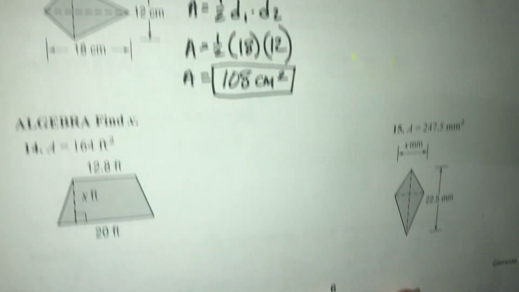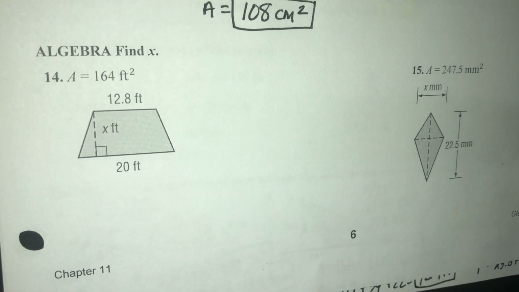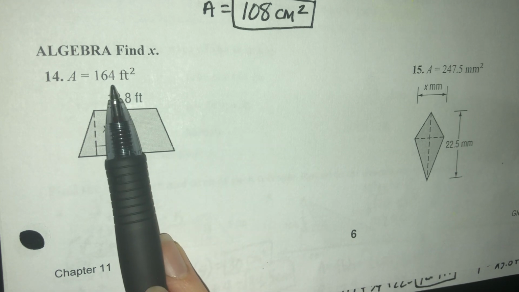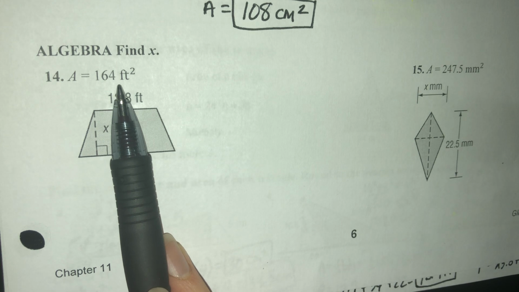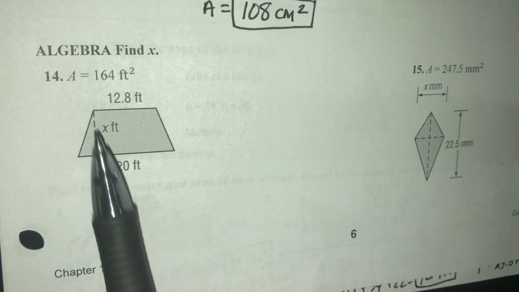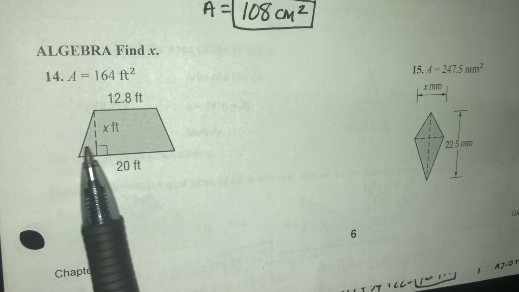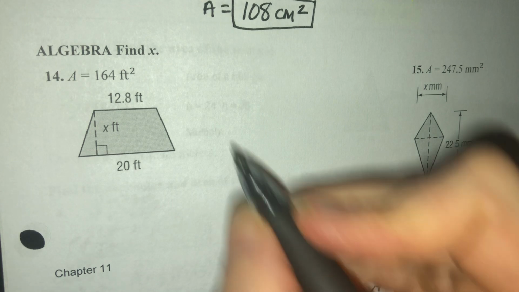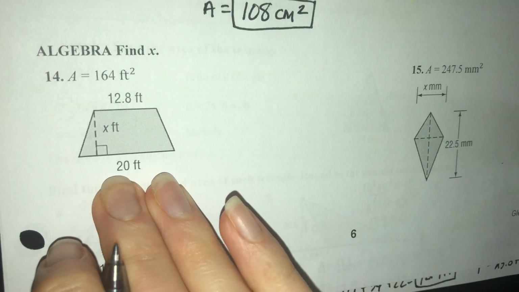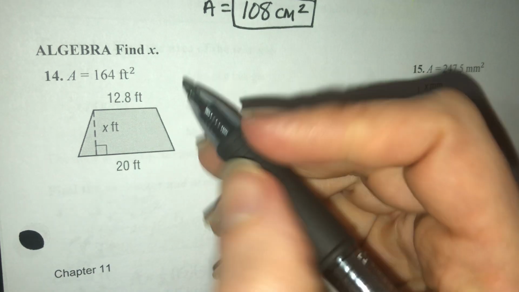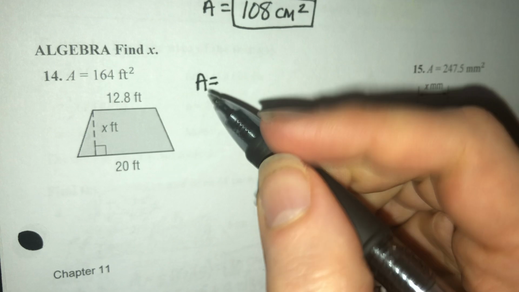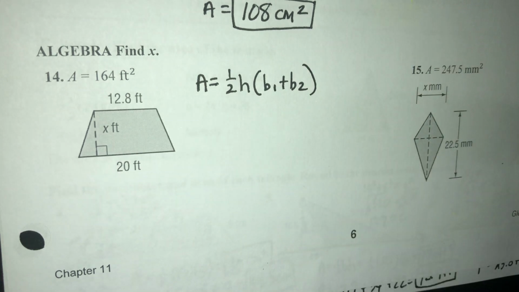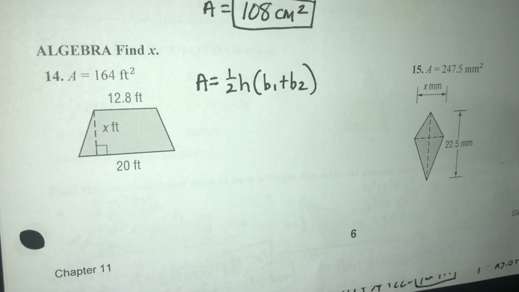All right, now we get to the fun, the algebra problems. On number 14, we have a trapezoid. They tell us the area, which is different because we've been calculating the area on all the previous problems. They tell us the lengths of the two bases, and we're being asked to find the length of the height. So on these types of problems, my first recommendation to you is write down your formula. Identify the name of the shape, it's a trapezoid, and then write down the area formula. So the area for the trapezoid is 1/2 height times base 1 plus base 2.